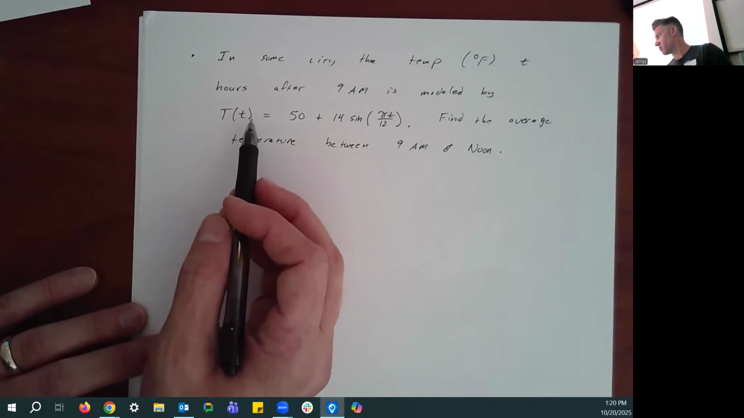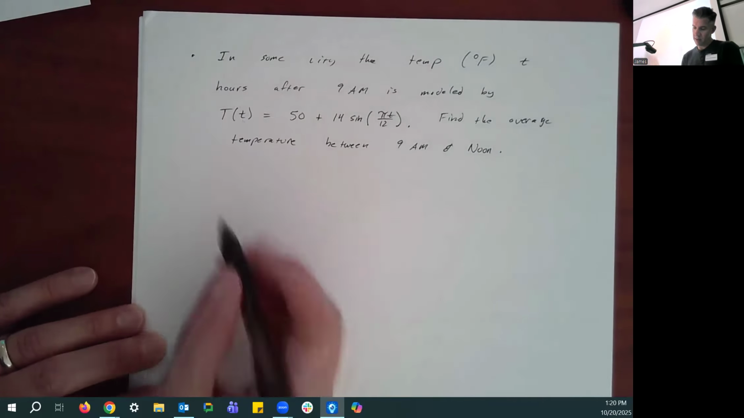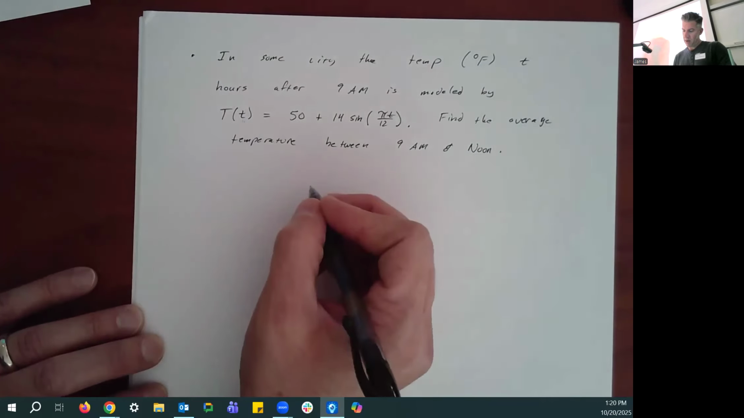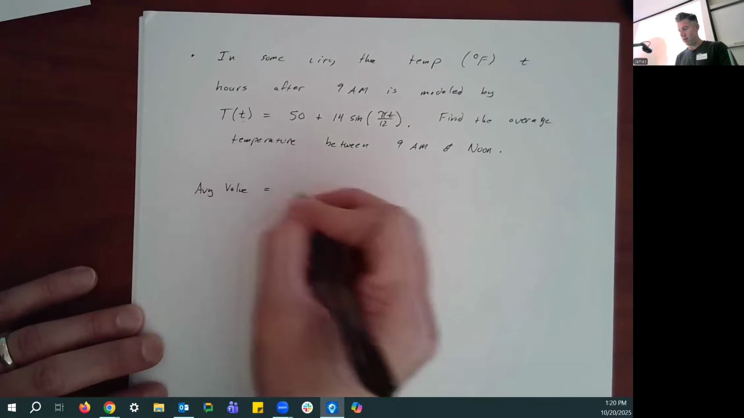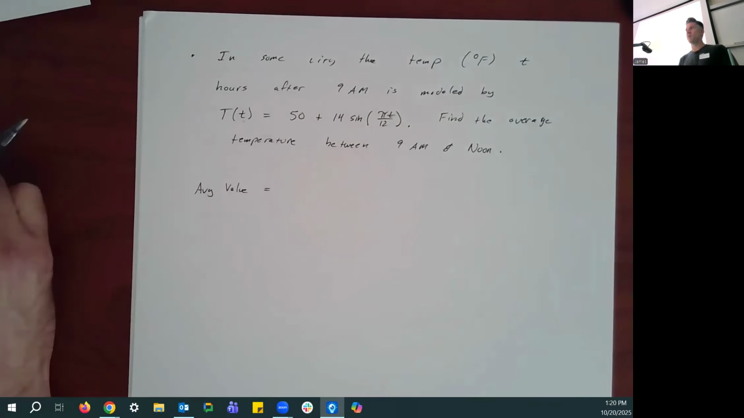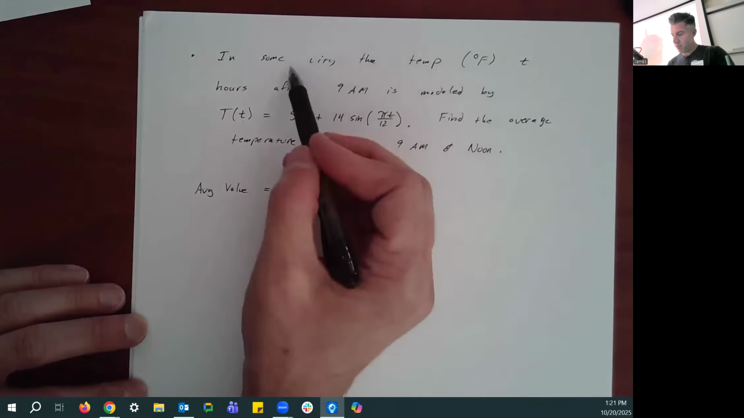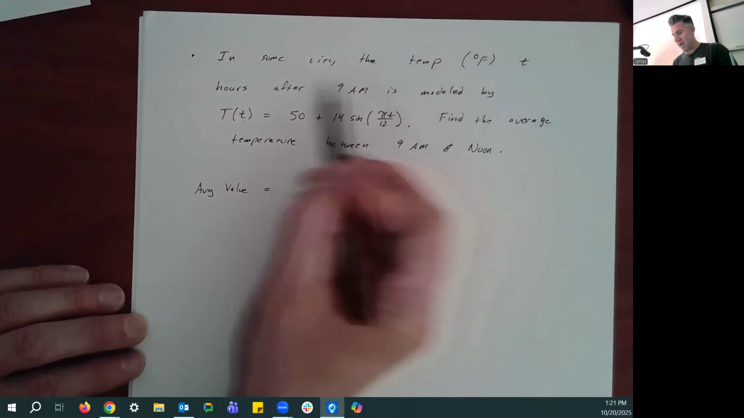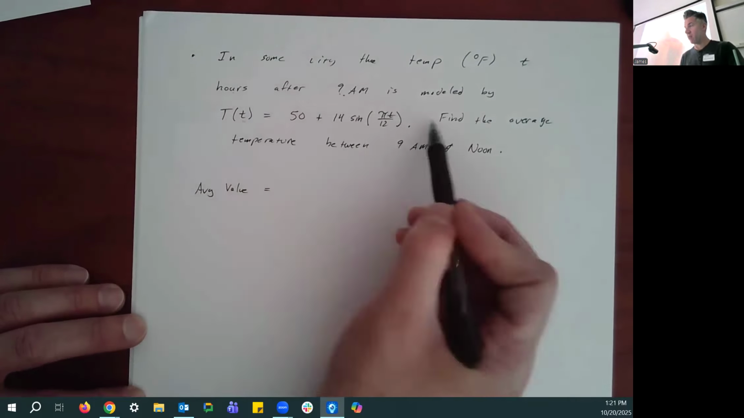Okay, so the average value here, we have to be a little bit careful about our limits of integration. Because you might think, well, if I'm going from 9 to noon, they should be from 9 to 12. But they're not, because of the words in the question. So we read the words very carefully. The words say, in some city, the temperature T hours after 9 a.m. is modeled by this function here.